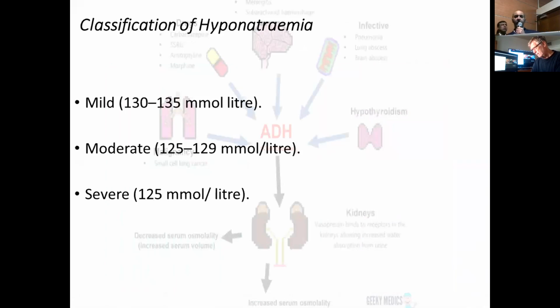What about the classifications? Many classifications have been mentioned in the books. It's a spectrum from mild to severe disease. But severe disease is when we have sodium levels below 125 millimole per liter.